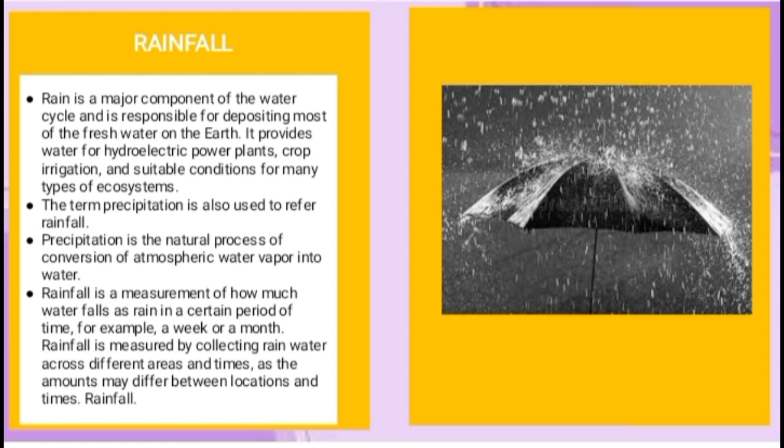Precipitation is the natural process of conversion of atmospheric water vapor into water. Rainfall is a measurement of how much water falls as rain in a certain period of time, for example, a week or a month. Rainfall is measured by collecting rainwater across different areas and times as the amounts may differ between location and times.